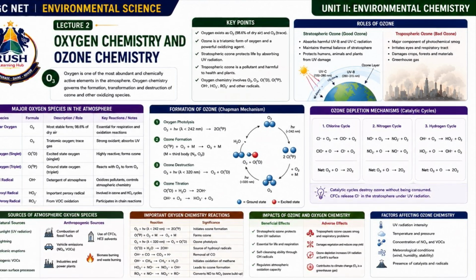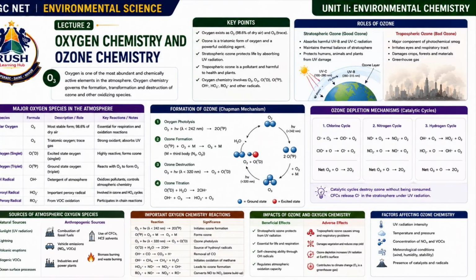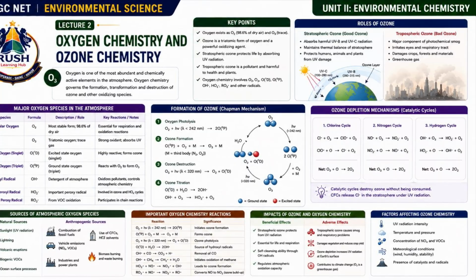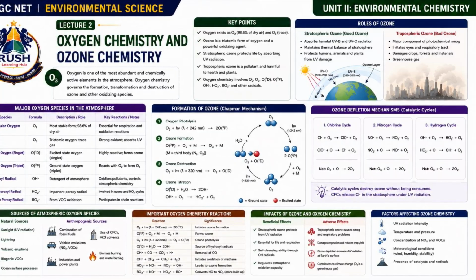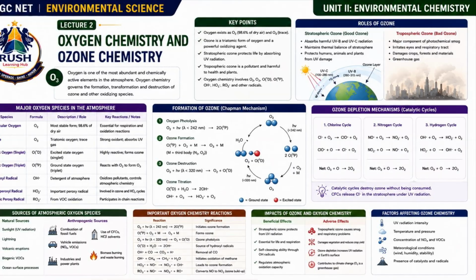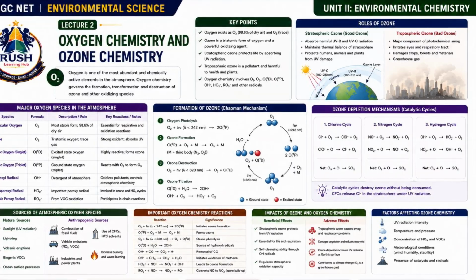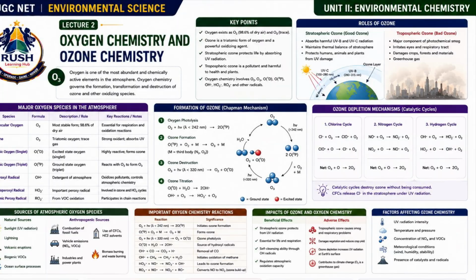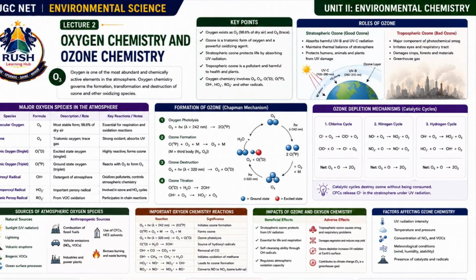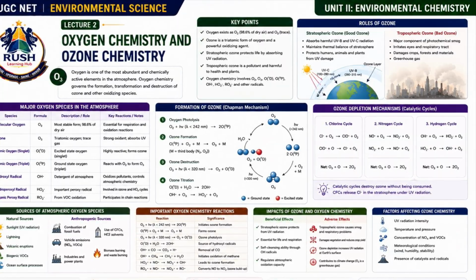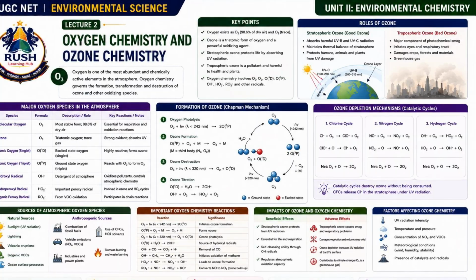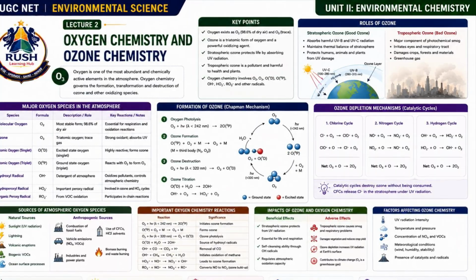Similarly, bromine radicals released from halogens are even more effective at ozone destruction. Nitrogen oxides and hydrogen radicals also participate in ozone depletion cycles. For UGC NET examinations, remember, CFCs release chlorine radicals, which catalytically destroy ozone.